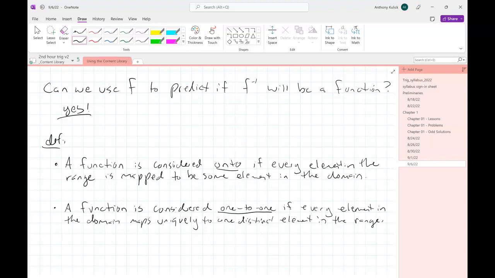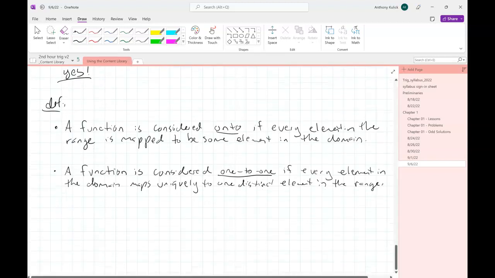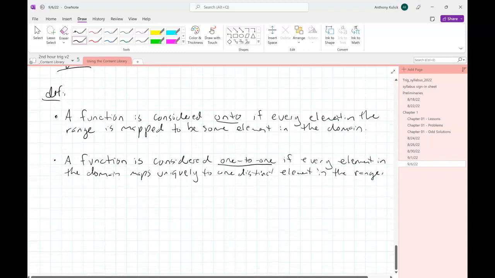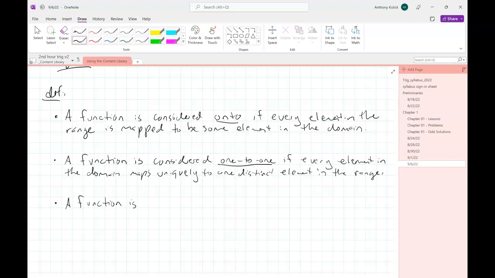So what is one-to-one really saying? The ranges are used exactly once. So a range can only be used one time. A y coordinate can be used only one time. And we say if both of these two things happen, we call that function bijective.